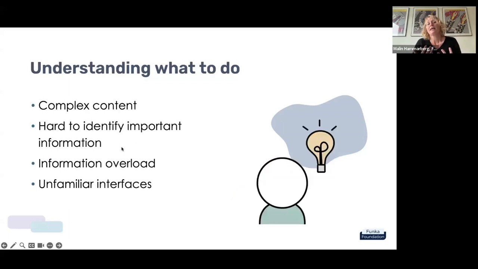So when we want to understand what to do, then our barriers are if it's complex content. So it's written in a language or in a manner that's hard to understand. Or it's hard for us to identify the important information. Maybe we are met by that wall of text and we can't really figure out what is it we are supposed to read in this part, and we get stressed. And this is also about information overload. Maybe there's loads of information and everything is picking on our attention.